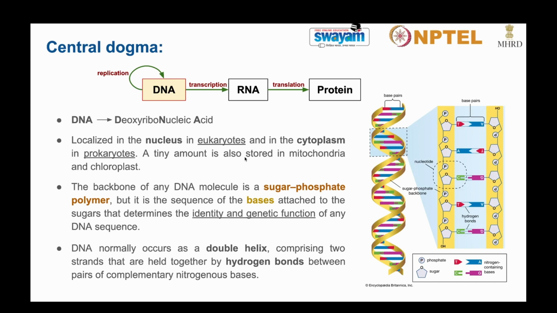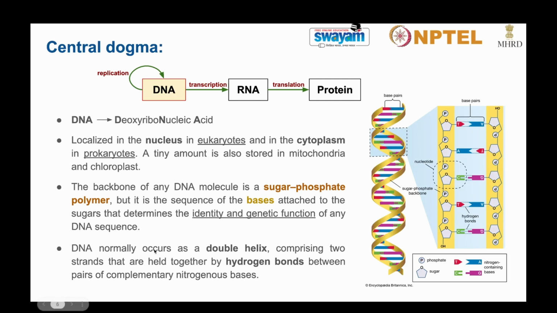Other than this, in eukaryotes you can find DNA inside the mitochondria as well as the chloroplast. The backbone of the DNA is made up of a sugar and phosphate polymer, but it is the sequence of bases attached to these sugar molecules which determines the identity and genetic function of any DNA sequence. In all organisms, DNA is made up of the same building blocks, but what distinguishes one person from another is the arrangement of the bases. In this way, the nitrogenous bases give uniqueness to a person.